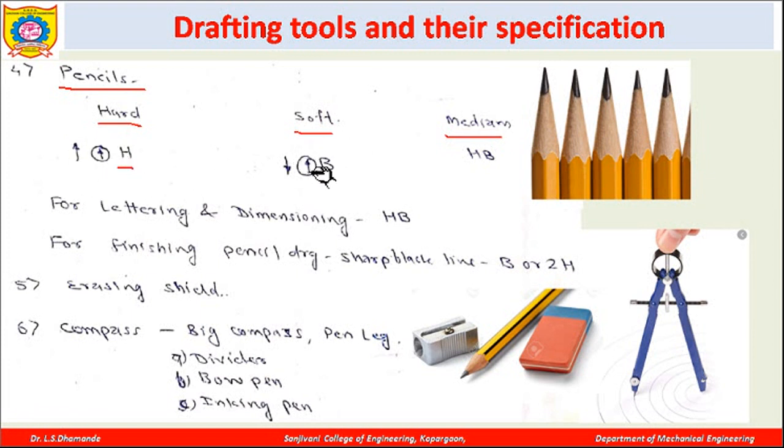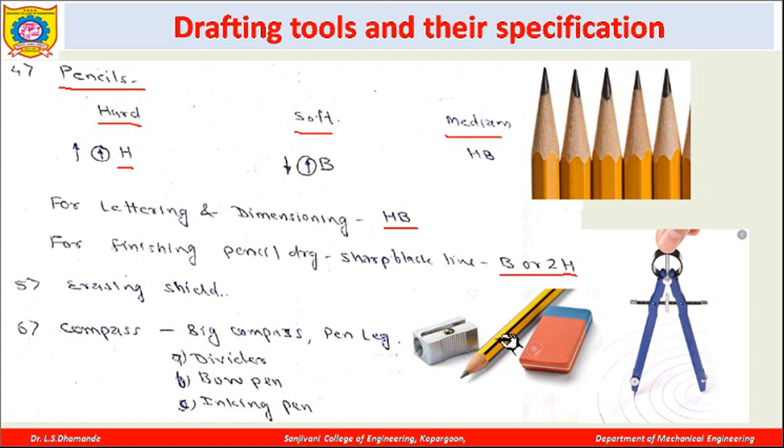While in the case of B, as the number decreases, B is nothing but the soft pencils, and sometimes there is a combination of these, called HB. It has hardness and softness in medium condition. Generally for lettering and dimensioning we should use the HB pencil, and for the finishing part of your drawing, sharp black lines you can draw with the help of B or 2H.